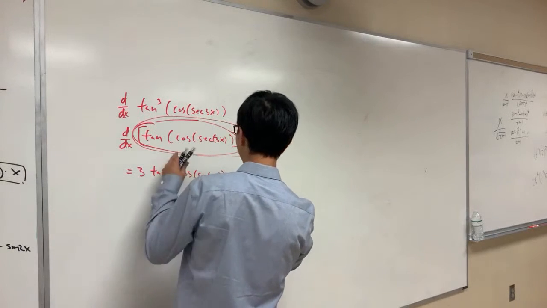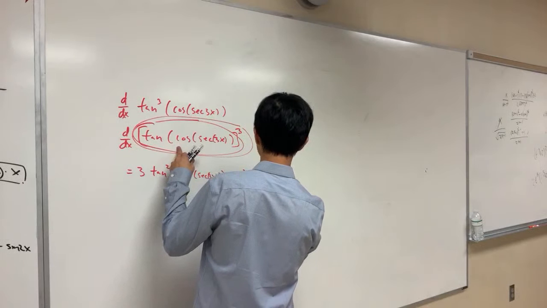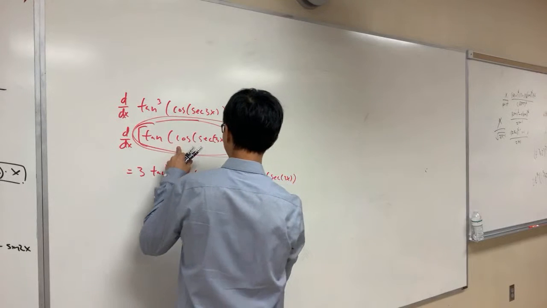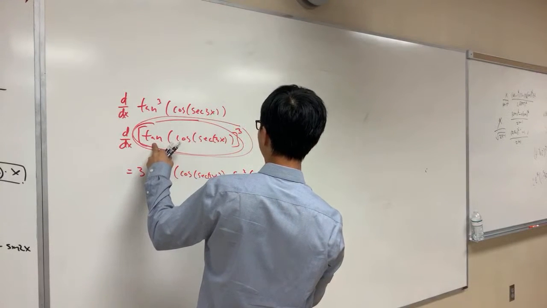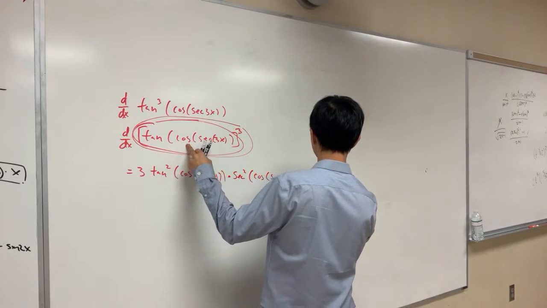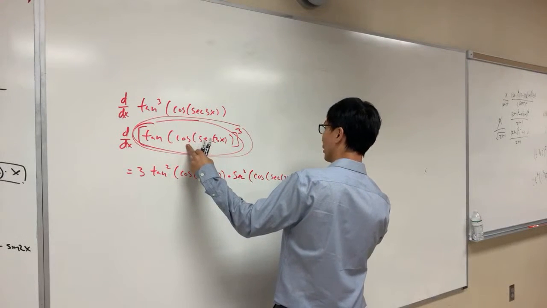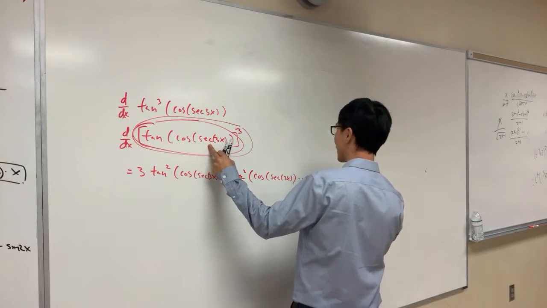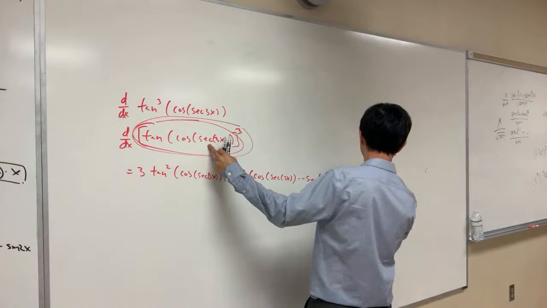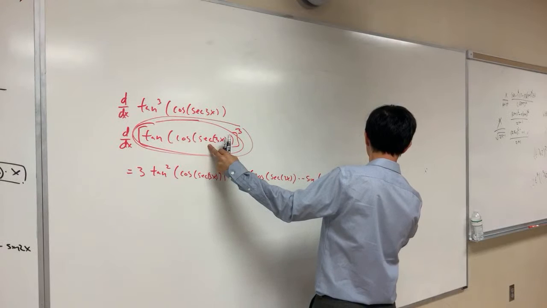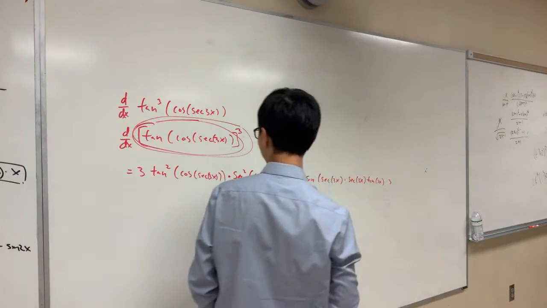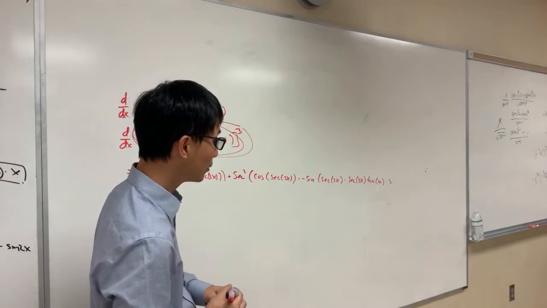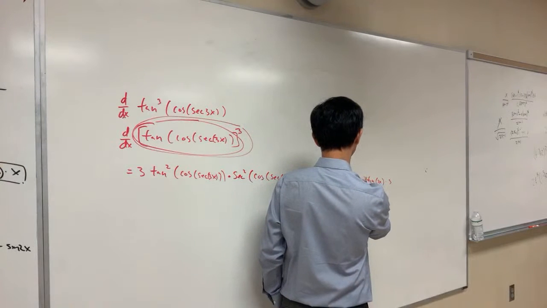So you have to keep everything inside though. A lot of people forget about this part, and on the test, I'm gonna take points off. Secant squared, right? Now what's the derivative of the cosine? Negative sine of secant of 3x. Now I'm gonna take the derivative of secant, which is secant 3x times tangent of 3x times 3.